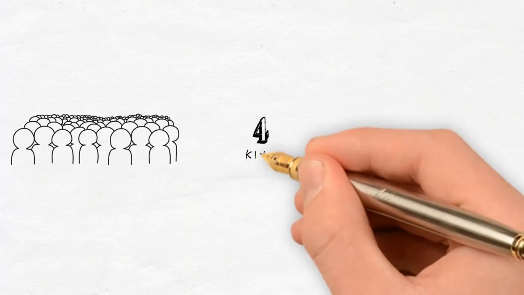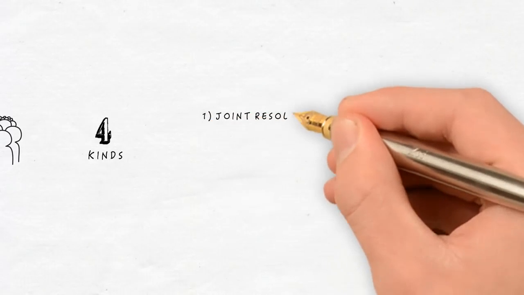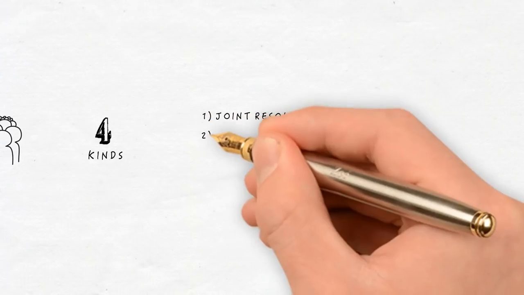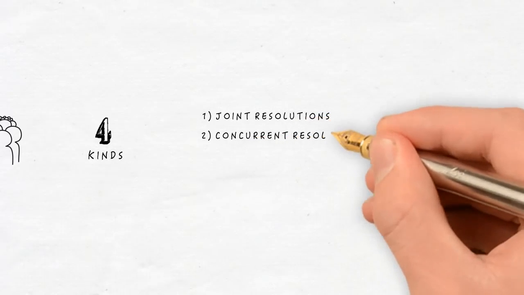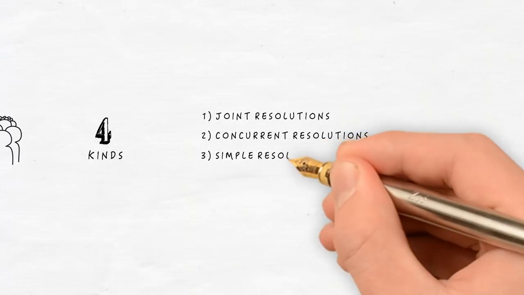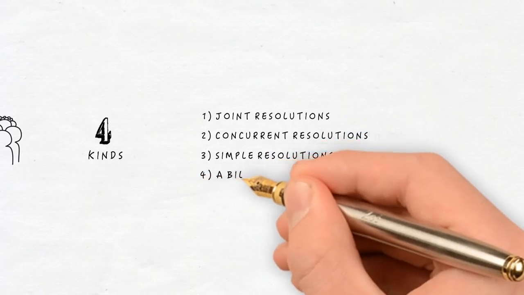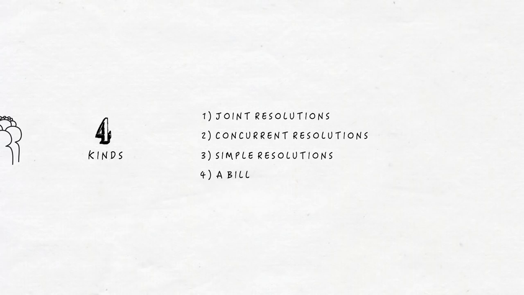Now, there are 4 kinds of legislation Congress can receive and debate over. Joint resolutions, where both the House and the Senate need to be in agreement. Concurrent resolutions, where a resolution does not require the signature of the chief executive. Simple resolutions, where a piece of legislature has only been approved by one house and doesn't need to be presented to the president. And a standard bill, which would apply to our current scenario.